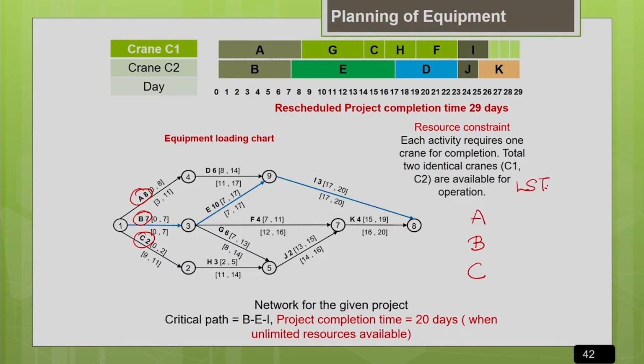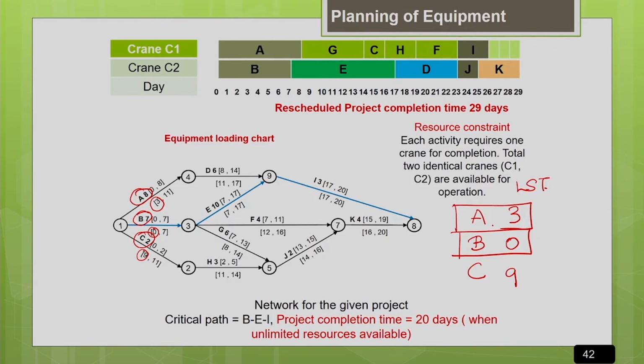Activity A, the latest start time is 3. Activity B, the latest start time is 0, it's a critical activity. Activity C, the latest start time is 9. So 3, 0 and 9. Whichever activity has the least latest start time, we allocate first. So we allocate the crane first to activity B. We have 2 cranes, so now we allocate the next crane to the second least latest start time, which is activity A.